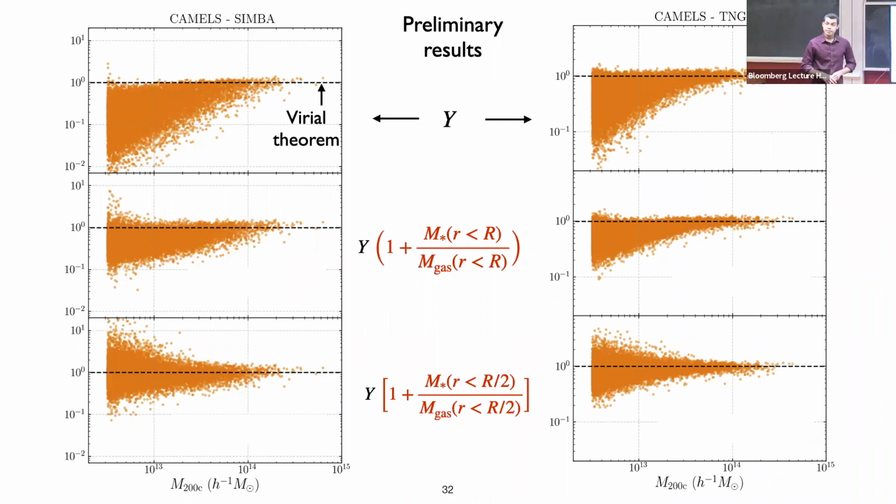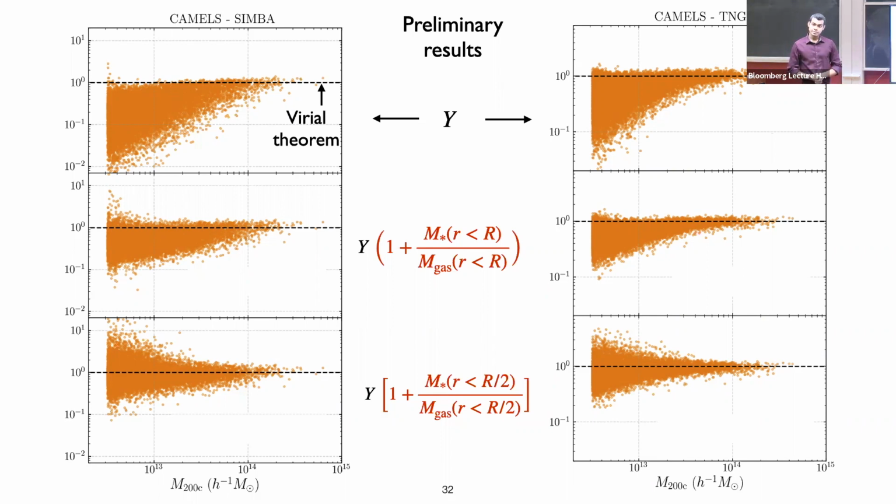Who's R here? How is this chosen? R is R200C. This is just the critical radius. For every measurement, like the measurement of mass, you have to define a radius to do all these things. So it's an R200 or something that scales with the object.